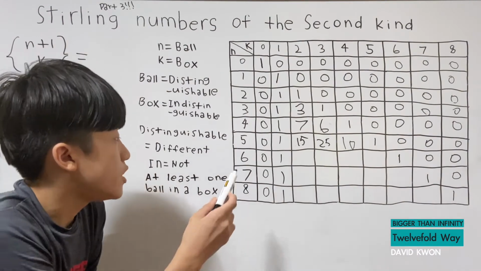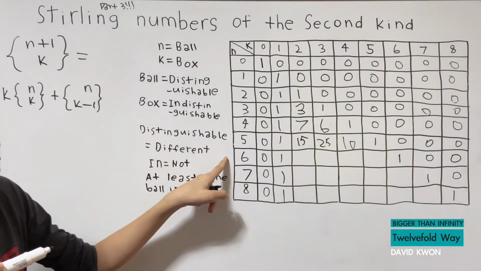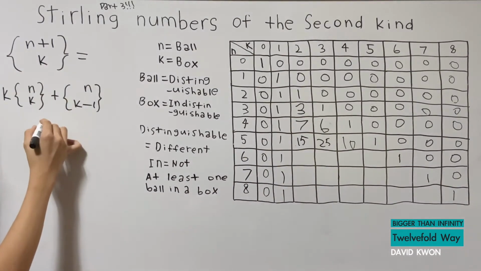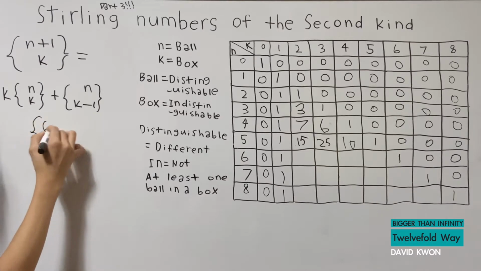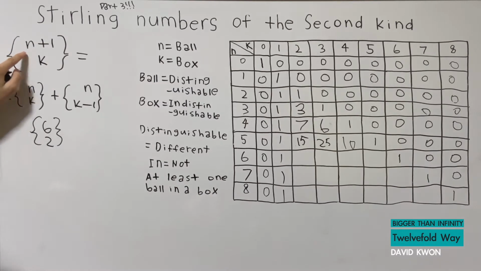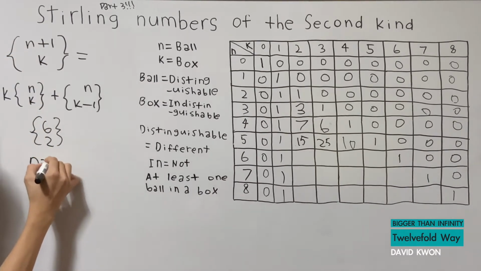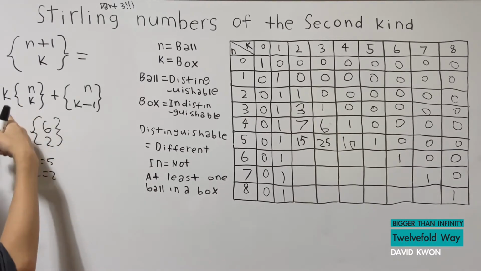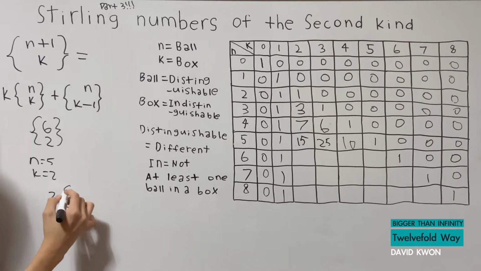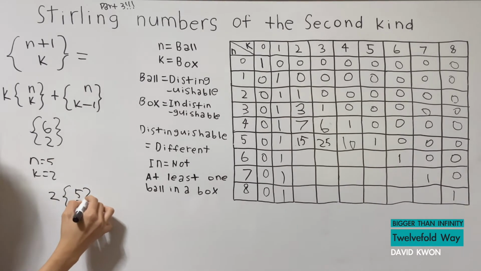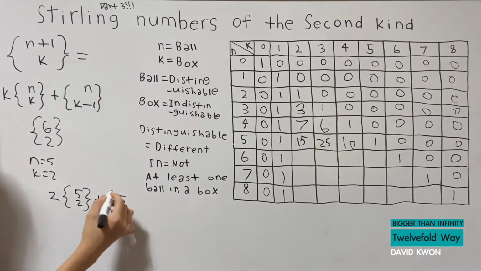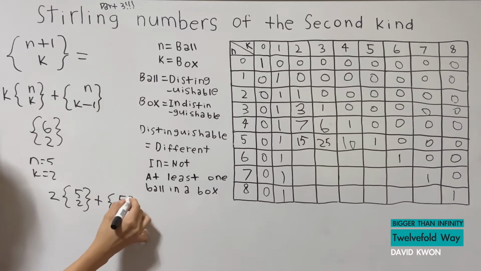Let's say we want 6 balls in 2 boxes. So we write 6 balls in 2 boxes like this. What would the n have to be? n has to be 5, because 5 plus 1 is 6. So n is 5, and k is just 2. Let's put it in here. It is equal to 2 times the 5, 2, plus n, which is 5, and k minus 1, so 1.